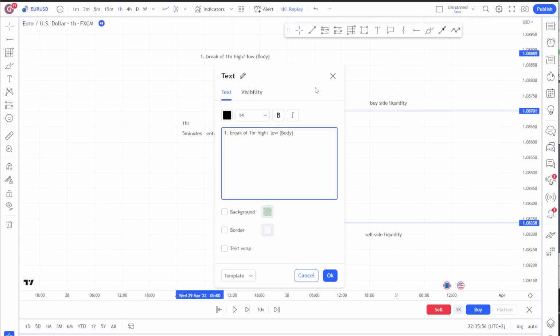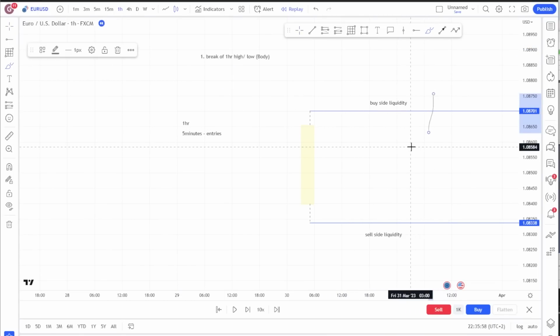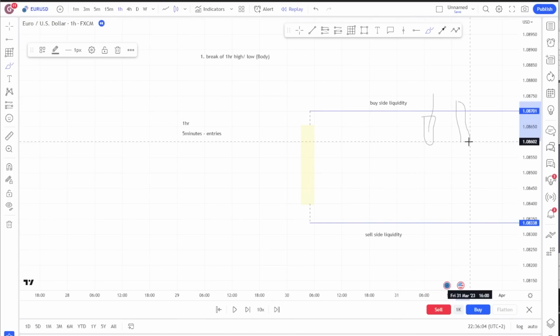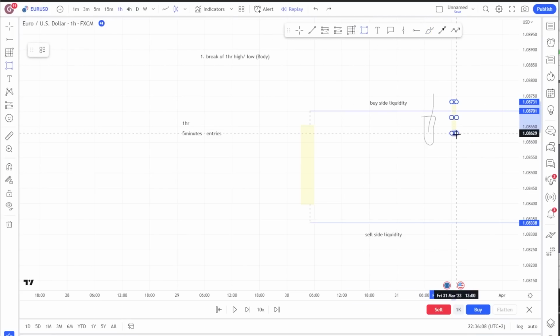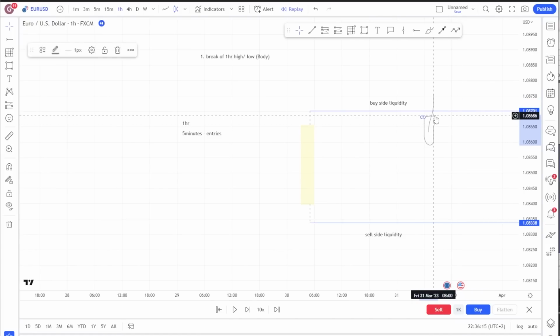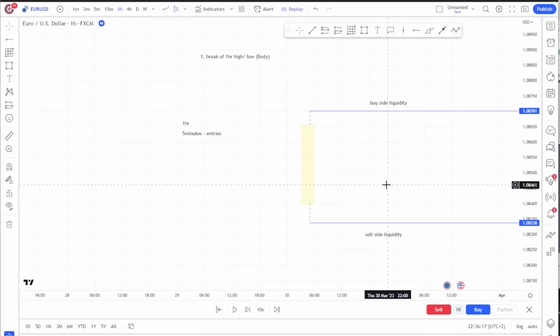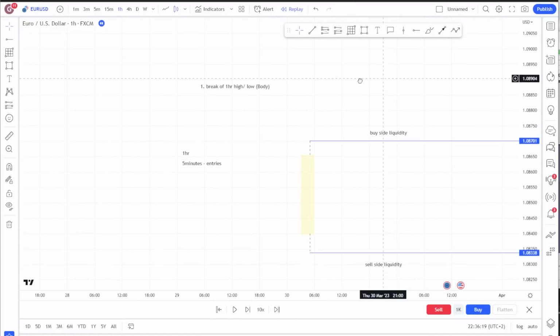It cannot be just a wick that just pings above like that. Say that's your candle. No, it has to be a full body candle, if that makes sense. That looks terrible. It'll look like a body that's fully closed above. So that's the first bit of criteria that we're looking for.